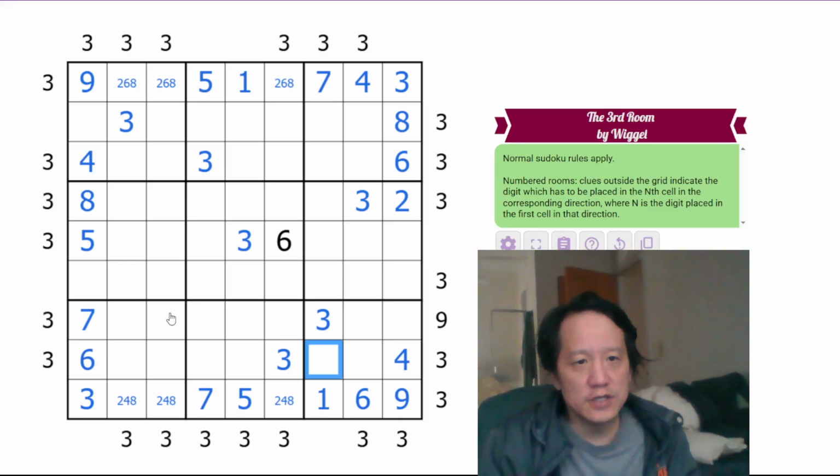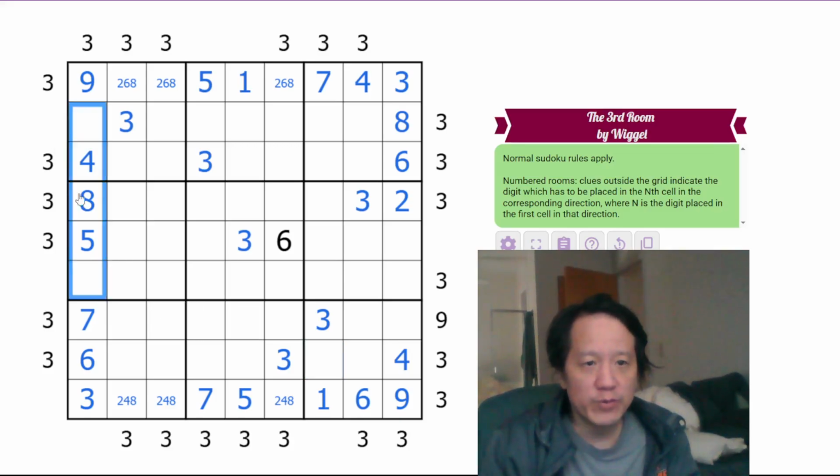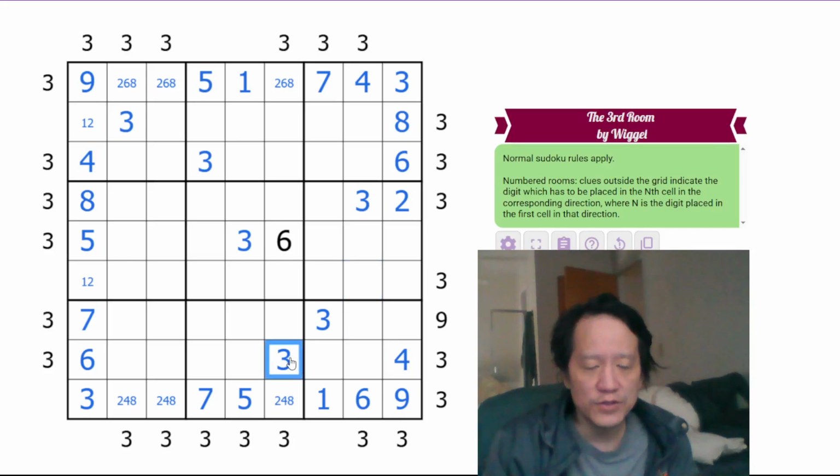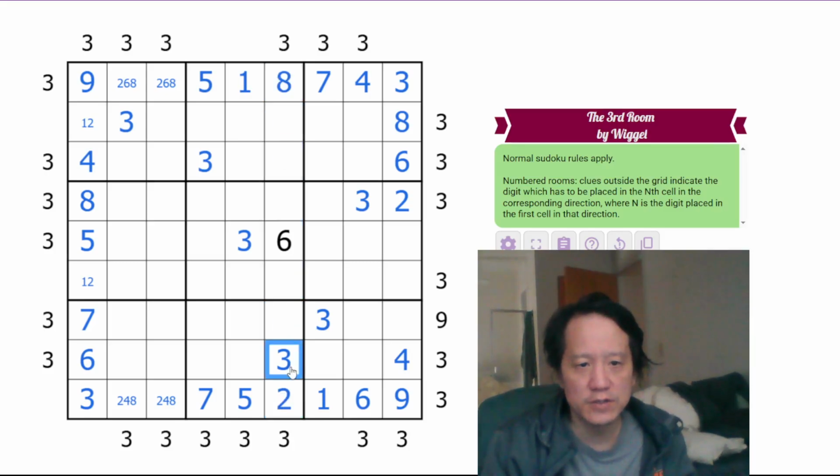Remaining digits in column 1 are 1 and 2. 3 has to be here in column 6, so this is 2 this way, and 8 this way. So this cannot be 2 here. This cannot be 8 here. This is a 2-6 pair, which eliminates 2 and 6 in the rest of the box, so this can't be 2. This is 1, that's 2.